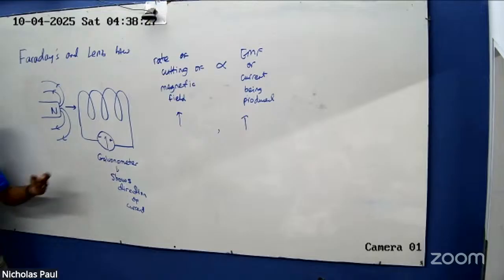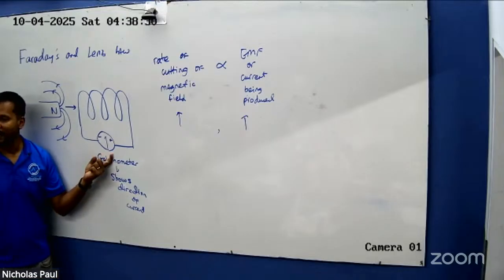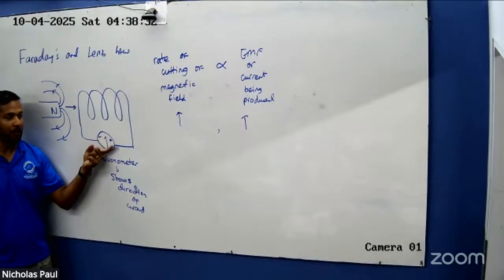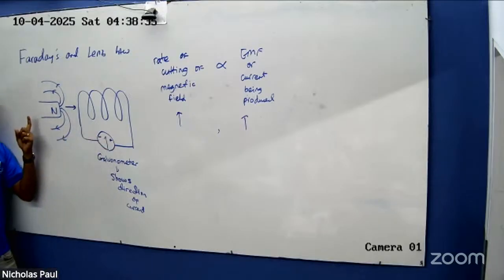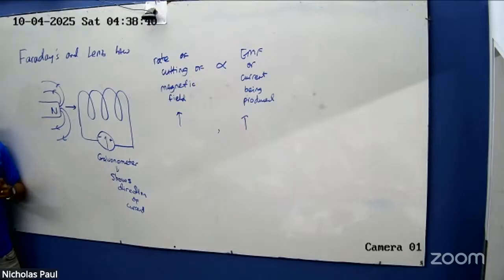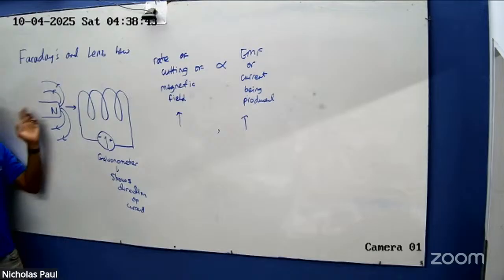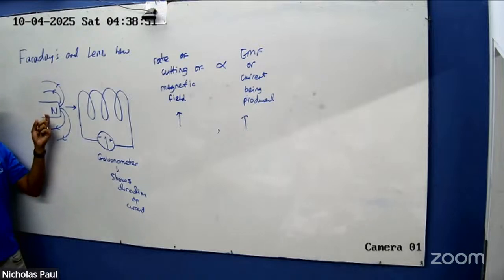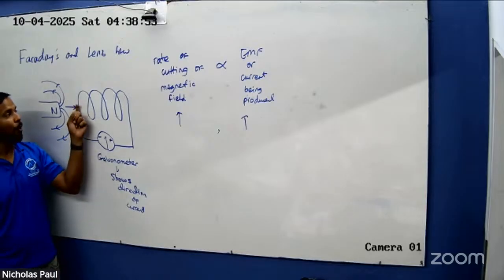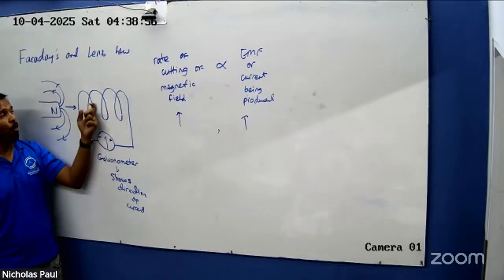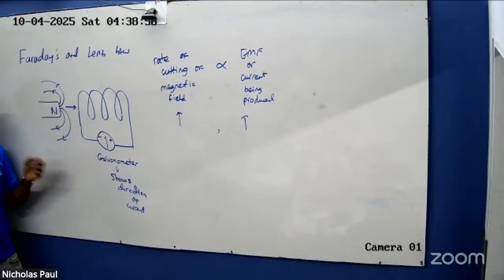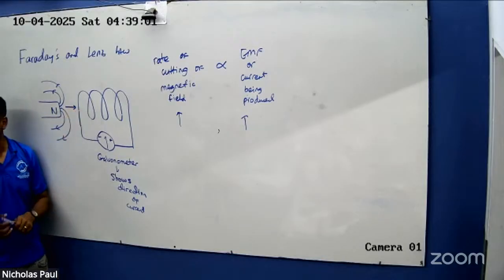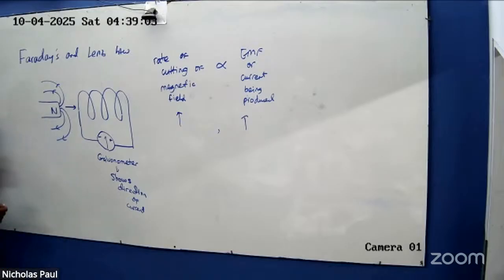Suppose I wanted to increase the deflection. What can I do? Suppose I wanted it to be real big. Right, move it faster. And one more thing. A stronger magnet. Right? And something else that you all may not know as yet. More coils. Right? More coils, stronger magnet, move faster. Those three things can help increase the current being induced.